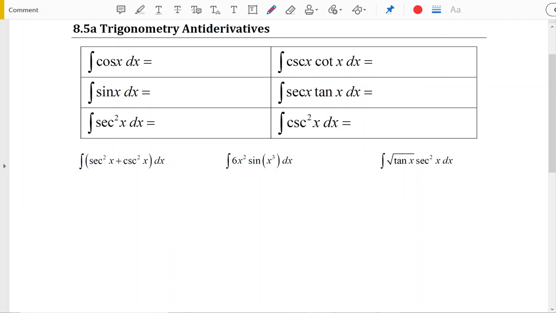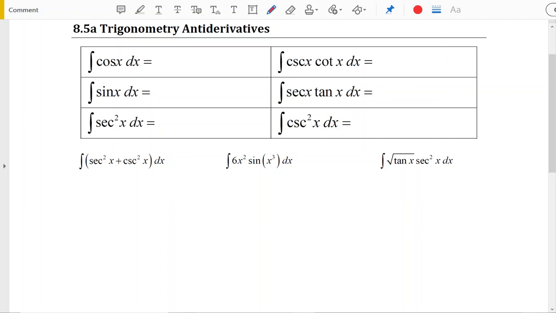Today we're going to start off with some trigonometry antiderivatives, and to begin we're just going to need to remind ourselves of the 6 rules we began with when we first did derivatives for trig functions. Now these are presented backwards because we're doing the antiderivative form, but we want to remind ourselves here.